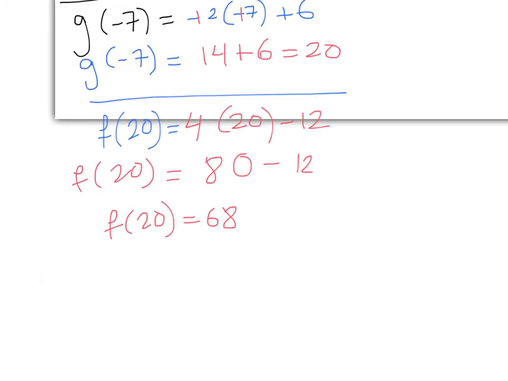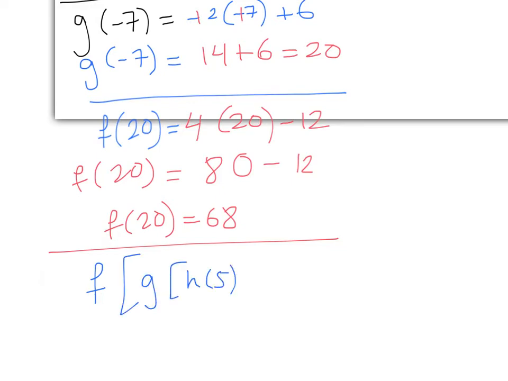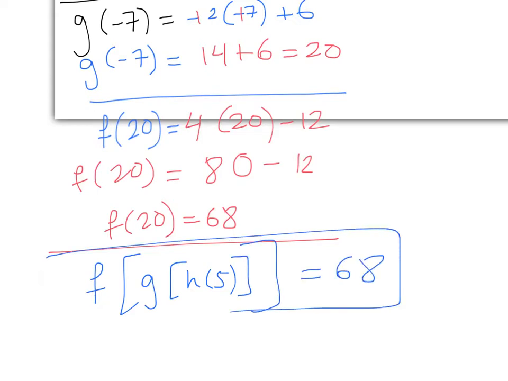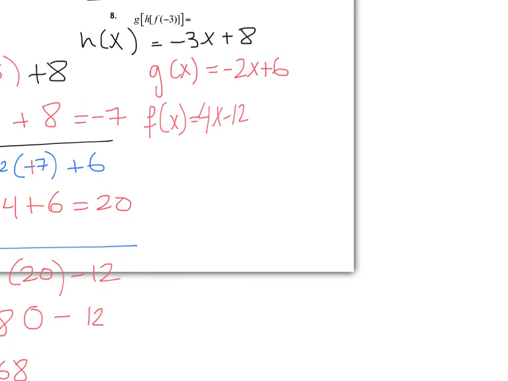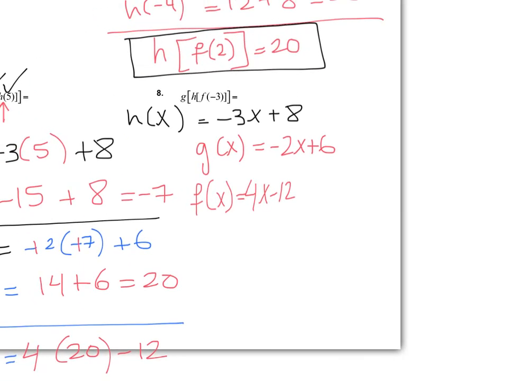So you rewrite it as f of g of h is equal to 68. So that's going to be your final answer, and this is how you write it at the end. Now go ahead, move on to number 8 and do that on your own.